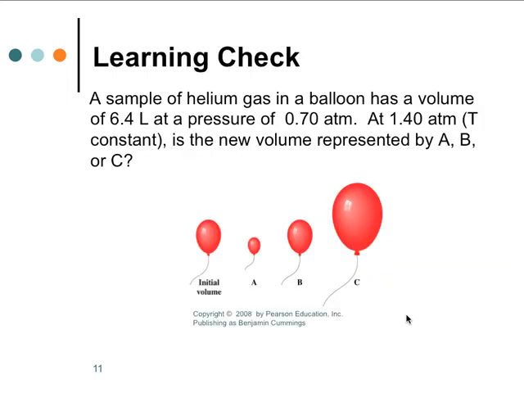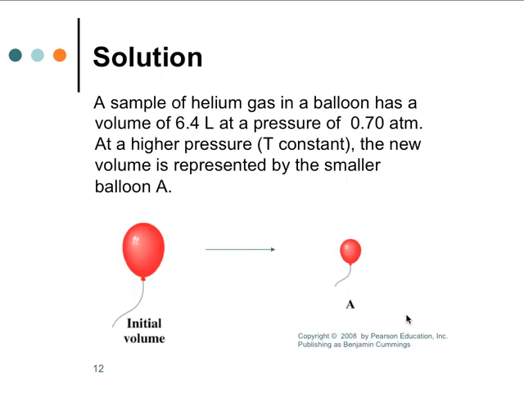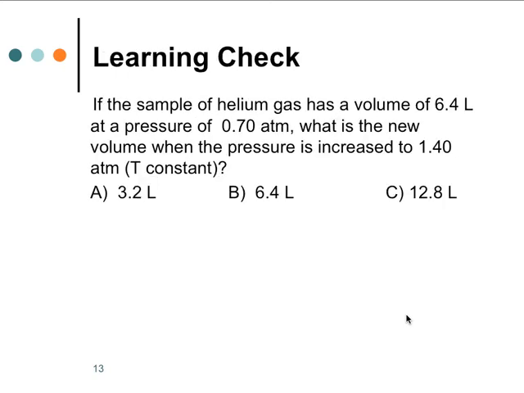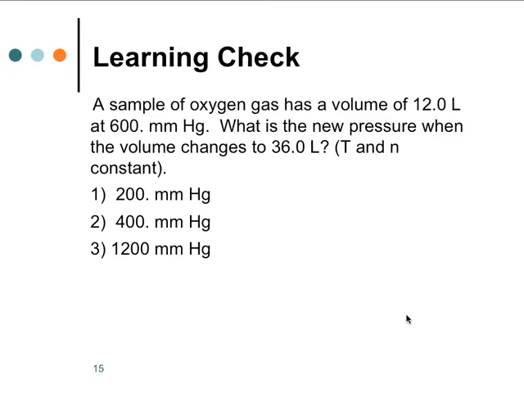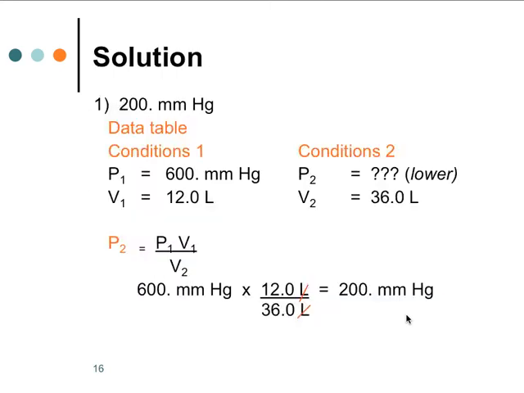One more learning check. We've got balloons. Pause it. Think about the answer. Here's your answer. Yet another example. Pause it. Answer is 3.2 liters. There's the work. And one more check. Pause the screencast. And the answer is 200 millimeters mercury.